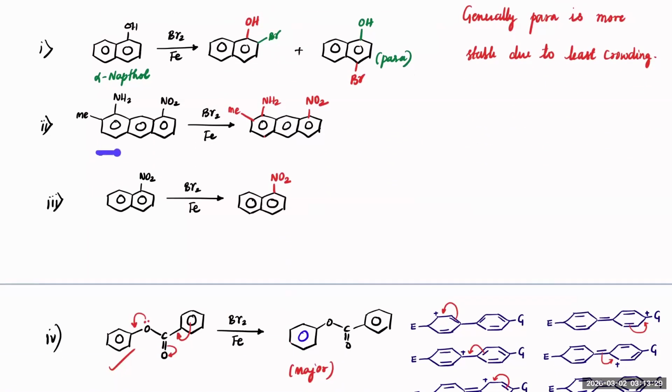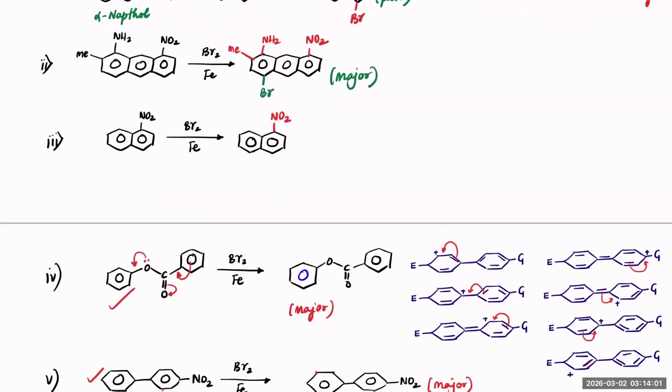Similarly, here, there are three rings. Notice it carefully. In these three rings, if you compare, this ring with NH2 is more activating. This is not activating. This is deactivating. So obviously, your priority should be the activating ring. Within activating, the ortho is already occupied. So para is only left. So where should the bromine come? It should come at this position. This is major.